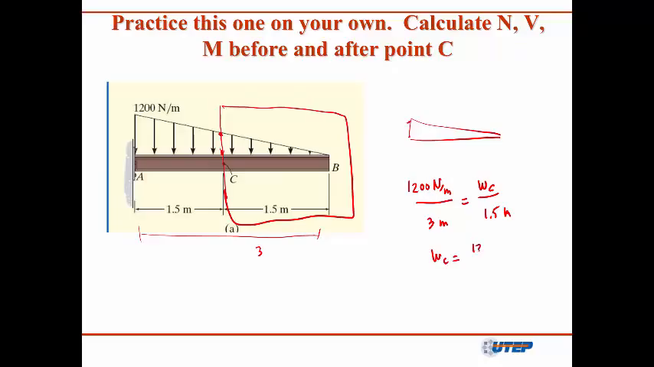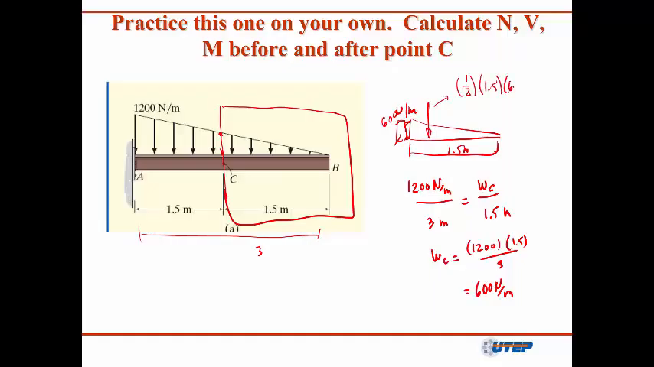So then you can calculate the height of the distributed load here. I did not calculate this, but that would be equal to 1200 times 1.5 divided by 3, so this is 600 newtons per meter. So then this is what you have here, 1.5 meters, and the height here is 600 newtons per meter. You need to substitute this by just the point load, and it would be the area under that triangle, which is 1/2 base times the height.